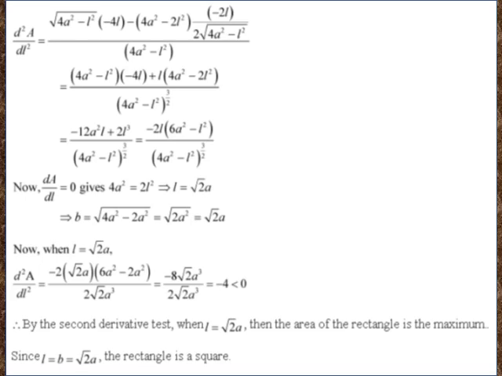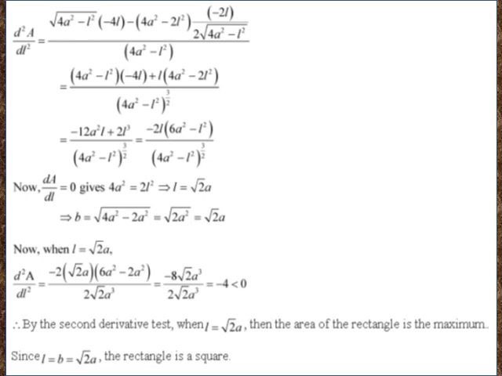So putting the value of L in the value of B we have obtained, B is equal to what? Also under root 2a. So we have got L equals to B as root 2a, root 2a. So both are equal. So we can say that the given rectangle is a square. But here comes the mistake. You have proved that it is a square, but we have not proved that it is maximum.